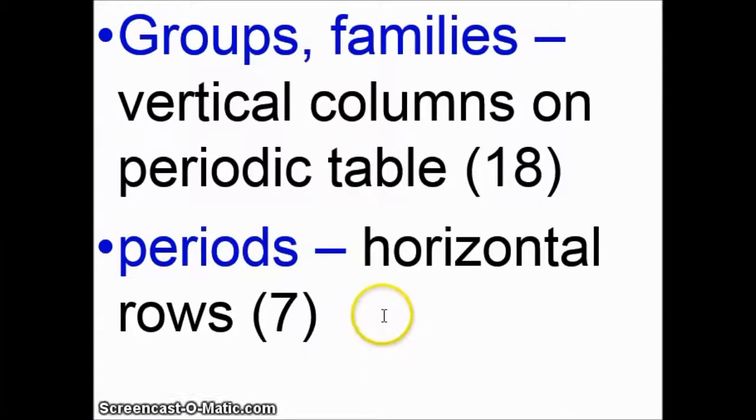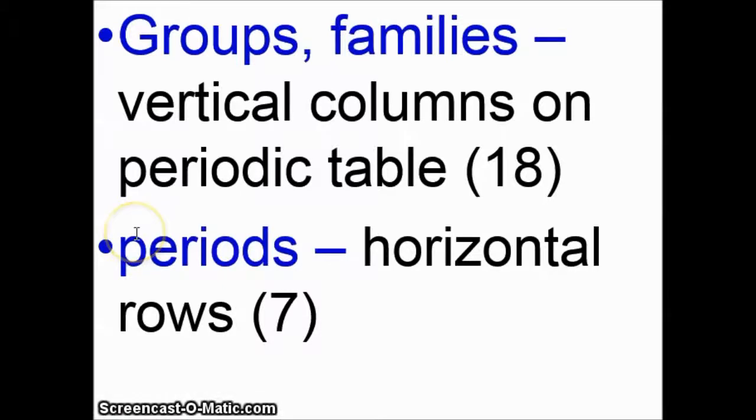So first, the periodic table is organized in groups and in periods. The groups or families are the vertical columns on the periodic table, and there's 18 of them. They go up and down. These are the ones vertical, go up and down. And then you also have periods. Those are the horizontal rows, and there's 7 of those, and they go side to side. And that's how the periodic table is organized, by groups and by periods.